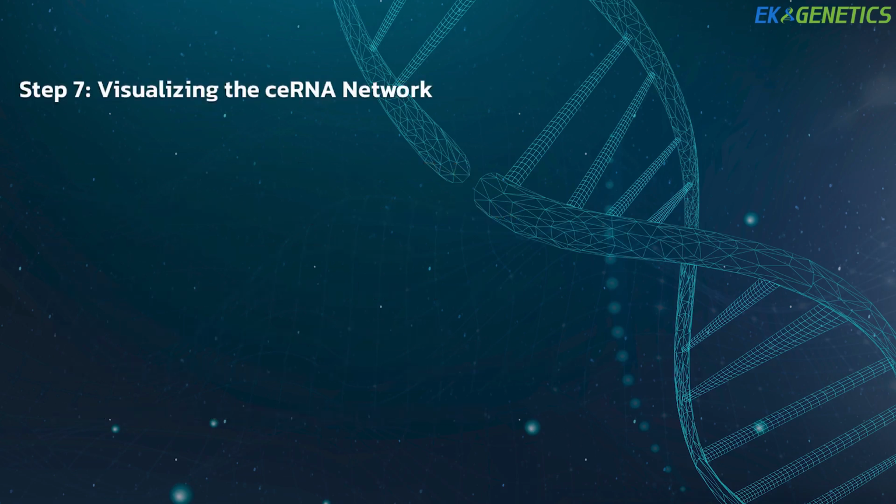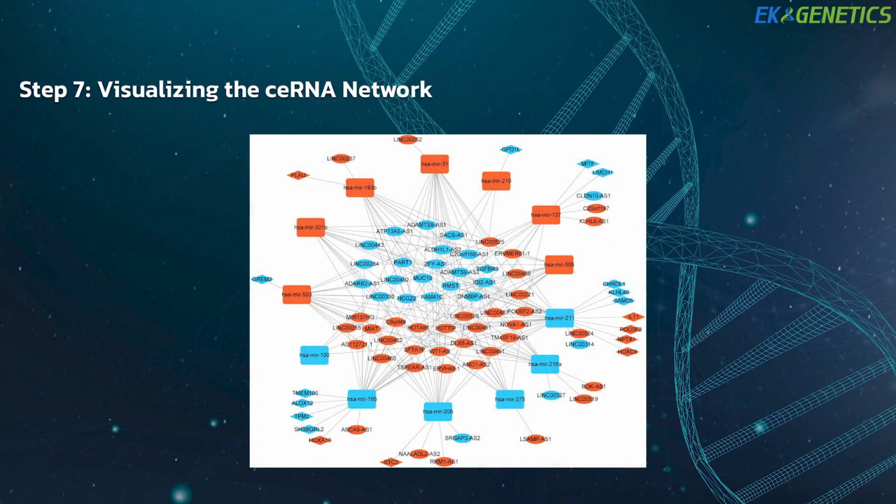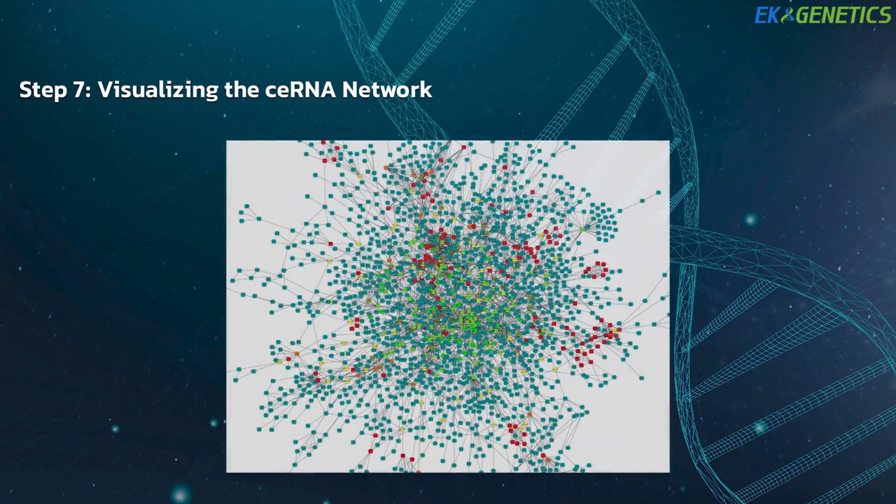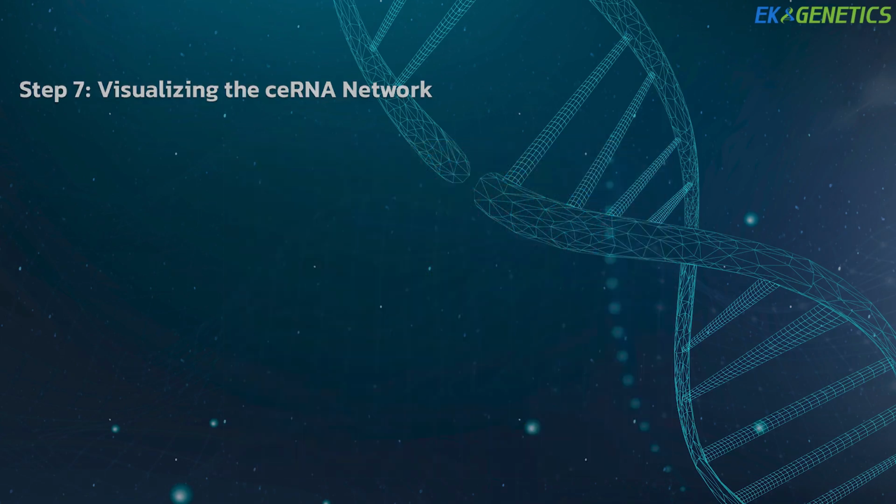Step 7. Visualizing the network. Now it's time to visualize the network. You can draw the network directly in R using the igraph package, or use Cytoscape, which is more user-friendly and offers many visualization options. But remember, this step is mainly for visualization. If you include all interactions, especially when you have hundreds or thousands of them, the network will often look too dense and messy to interpret. That's why we need the next step, identifying hub genes.